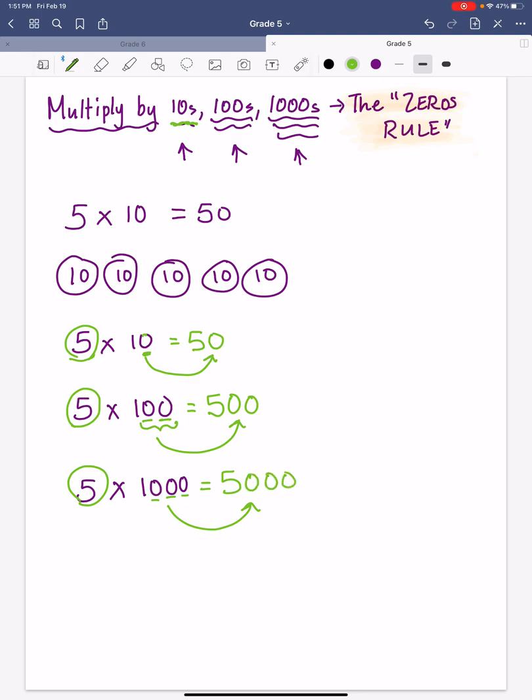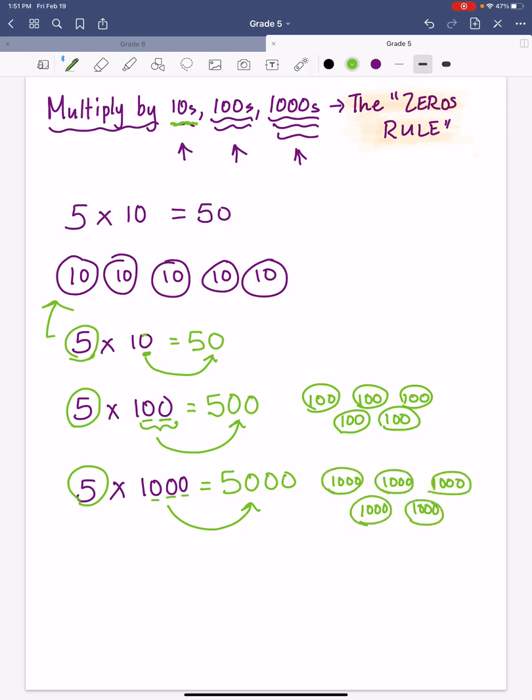So if we look at this, 5 times 10 is like 5 tens. 5 times 100 is like 5 hundreds. So that would be 100, 200, 300, 400, 500. So it actually just works out. 5 times 1,000 would be like 5 groups of 1,000. So 1,000, 2,000, 3,000, 4,000, 5,000. So this way it works, but this way is much faster, okay? It's going to make it a lot faster for you. So let's practice a couple others.